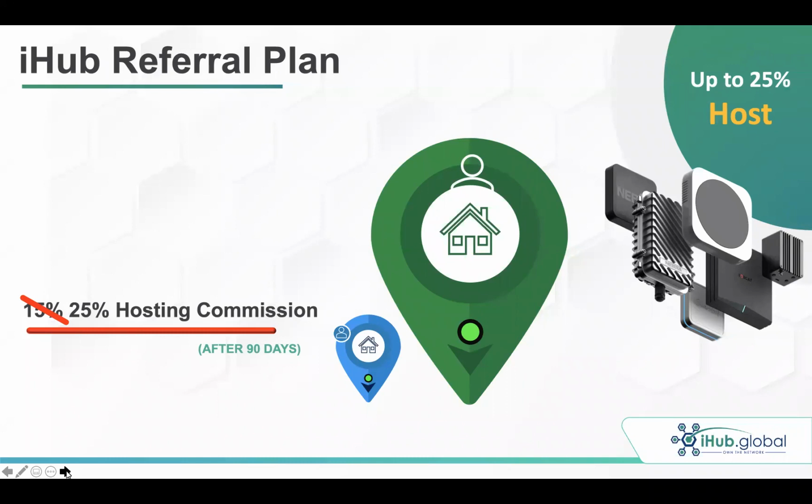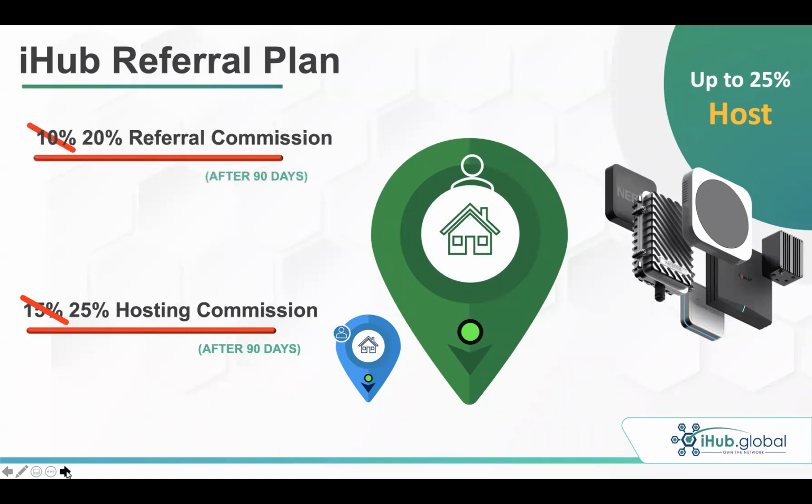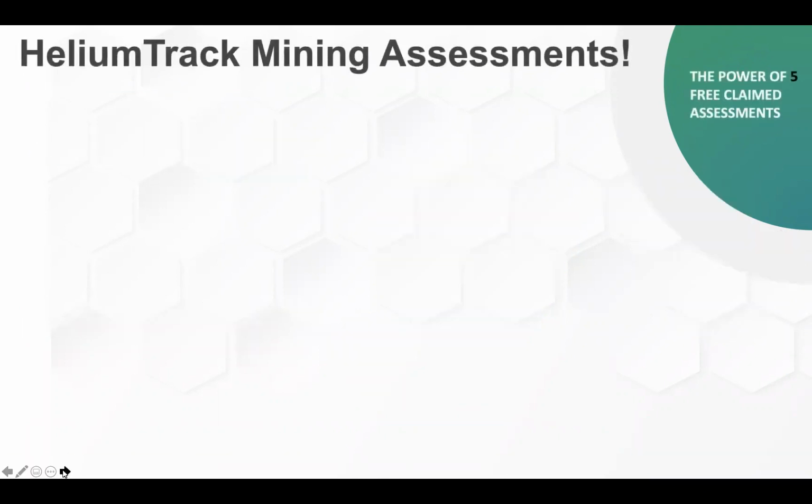We're going to get to that again and what you need to do that. But here's the cool part. If you refer a person, as many as you want, you can go from 10 to 20% after 90 days. And that's huge. So you can get 20% on everybody that you refer, and you go as wide as you want in the affiliate program. So how does that happen? What do we need to do to get that pay increase between the host and the referrer?